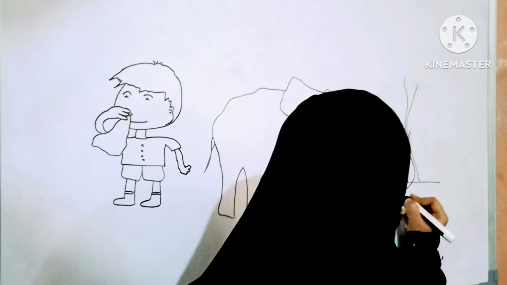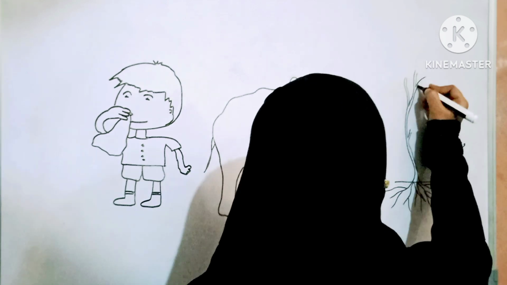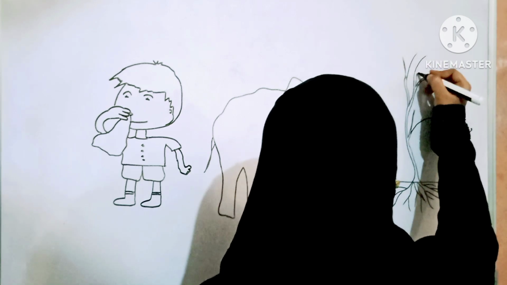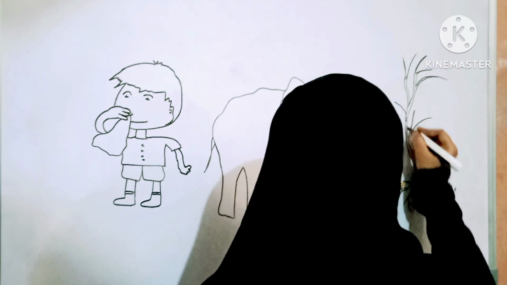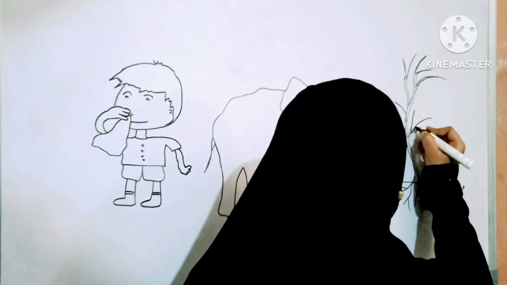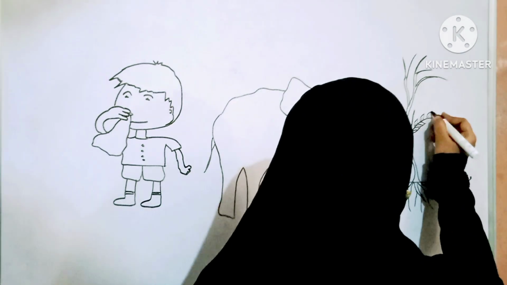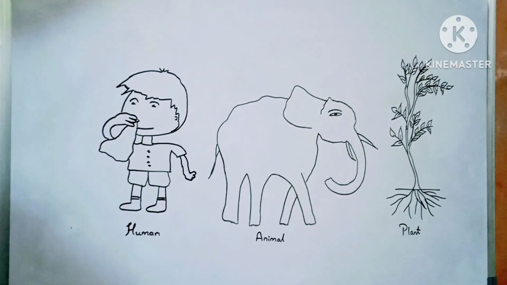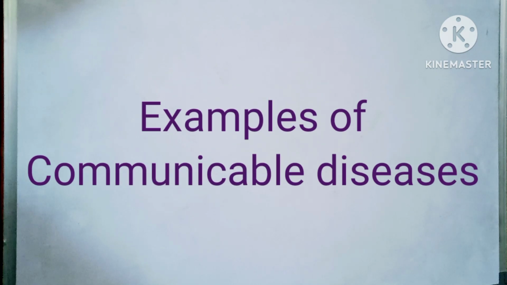Eat clean and fresh food and drink boiled water to keep your body strong to fight infection, and stay away from an infected person. Let sufficient air and sunlight enter your house. Wipe the floor in your house clean. Now, let us see some examples of communicable diseases.